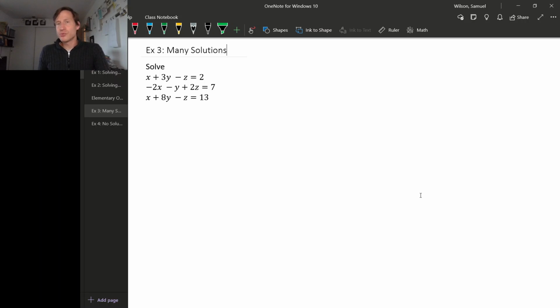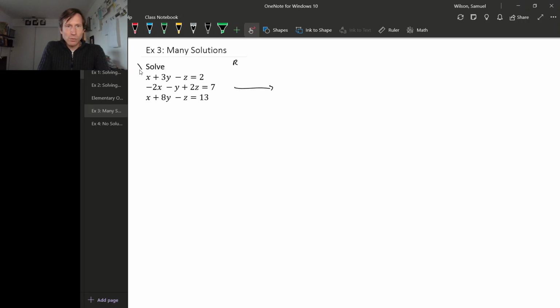Since we know we can use row operations to solve systems of linear equations, let's try out that technique on a couple different systems of linear equations. Let's solve this one.